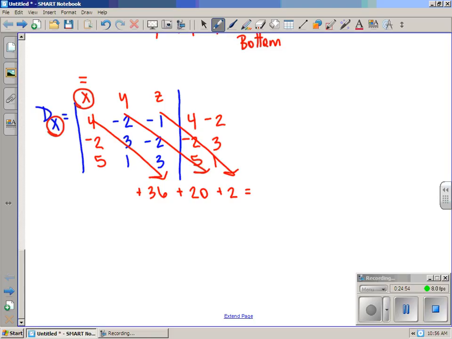Add those up. 36 plus 20 plus 2 would be 58. That's your bottom number.